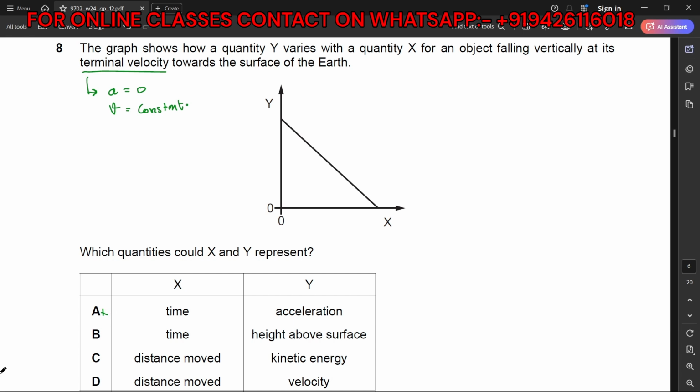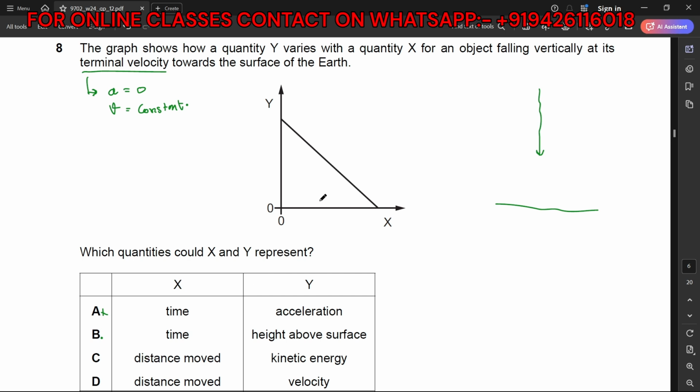So with time, my acceleration cannot decrease. It will always be zero if I'm talking about the terminal velocity. So A cannot be our option. Now, if I talk about B, if we are coming down and down with respect to the surface, we can see that the height is continuously decreasing with respect to time. So B could be correct, but let's check options C and D.